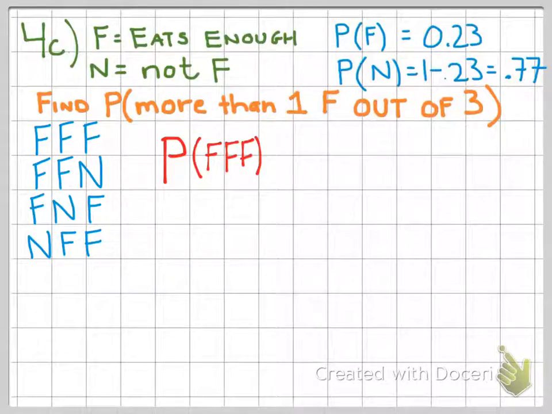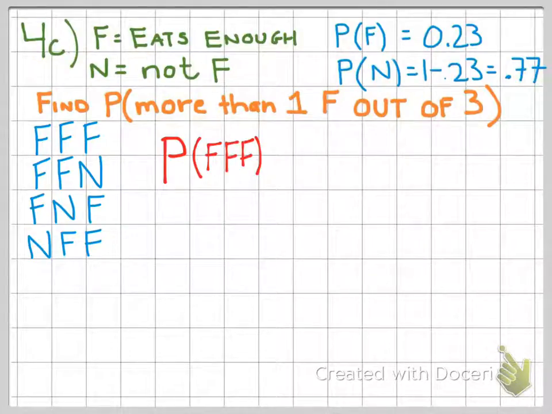Now this one has 2 F's, so that's again more than 1. This one also has 2 F's, and this one has 2 F's. Now, any other outcome I write will have 1 F or no F, so I'm not going to count those. I'm just going to find the probability of these here.